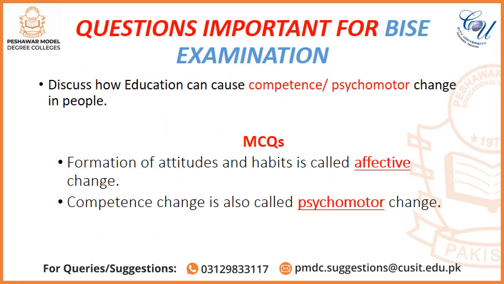Now, after explaining the scope of education and the three different types of changes that can occur through education, what are the important questions related to this topic for your BISE examination? Discuss how education can cause competence or psychomotor change in people. Then important MCQs. Formation of attitudes and habits is called dash change. Affective change. Competence change is also called psychomotor change.